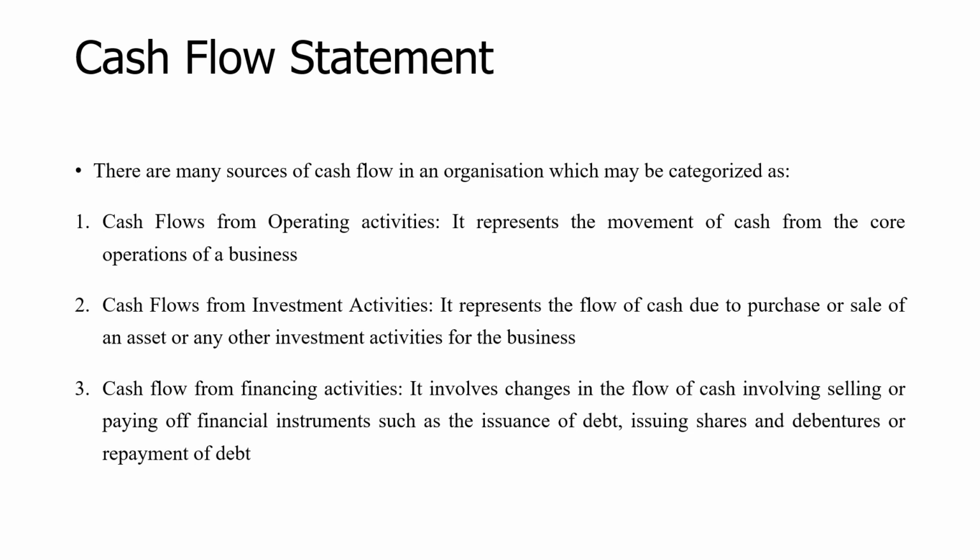So the flow of cash due to purchase of some product or purchase of some asset, or a sale of particular equipment or any other investment activities. Okay, and financing activities like issuance of shares come under financing activities. That is the cash flow involving selling or paying of financial instruments, like issuance of debt, issuing shares, debentures, and the repayment of that particular debt. So these things come under financing activities. So these are the three categories under the cash flow statement.